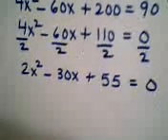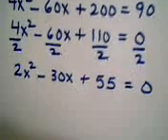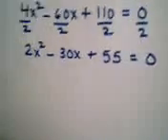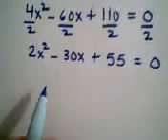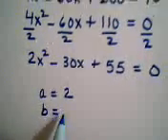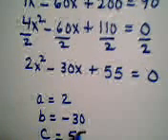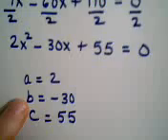Now, you might try to factor this, but I think you'll find out that it does not factor. So what we're going to need to do is go to the quadratic formula. A is going to be 2, B is going to be a negative 30, and C is going to be 55. Okay? So I'm going to go to my next sheet of paper to finish this.